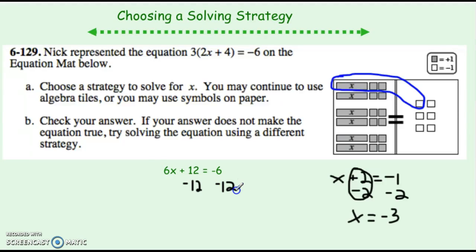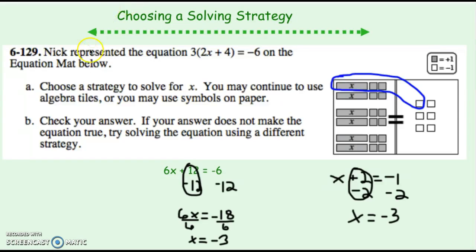Subtract 12 from the right side, and on the left this will create a 0 group, a +12 and a -12, so I'm left with 6x, and -6 and a -12 together will equal -18. And then I can divide by 6, and 6 over 6 is 1. End up with 1x, which is what I want. So I have x equals, then I have -18 divided by a +6, and a negative divided by a positive would be negative. And 18 divided by 6 is 3. So here I also get -3.